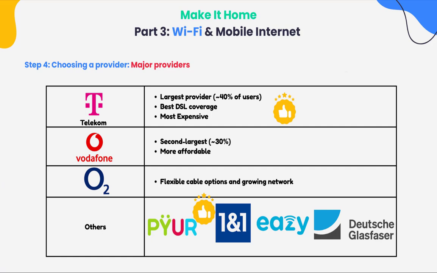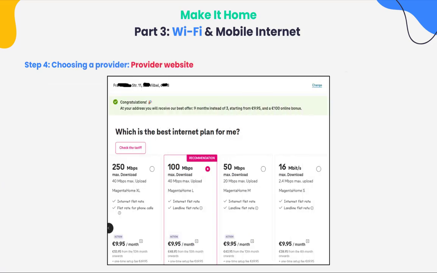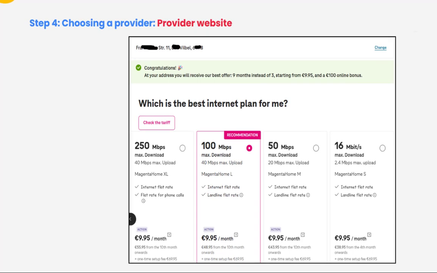So, how do you actually choose a provider? It's simple. Go to the website of any provider, Telekom, Vodafone, O2 or others, enter your full address, including postal code, street name and house number, and check if they are available at your location. The website will show you the connection types and the speeds they can offer. For example, on Telekom's site for a test address, you can see availability with speeds ranging from 16 up to 250 megabits per second.